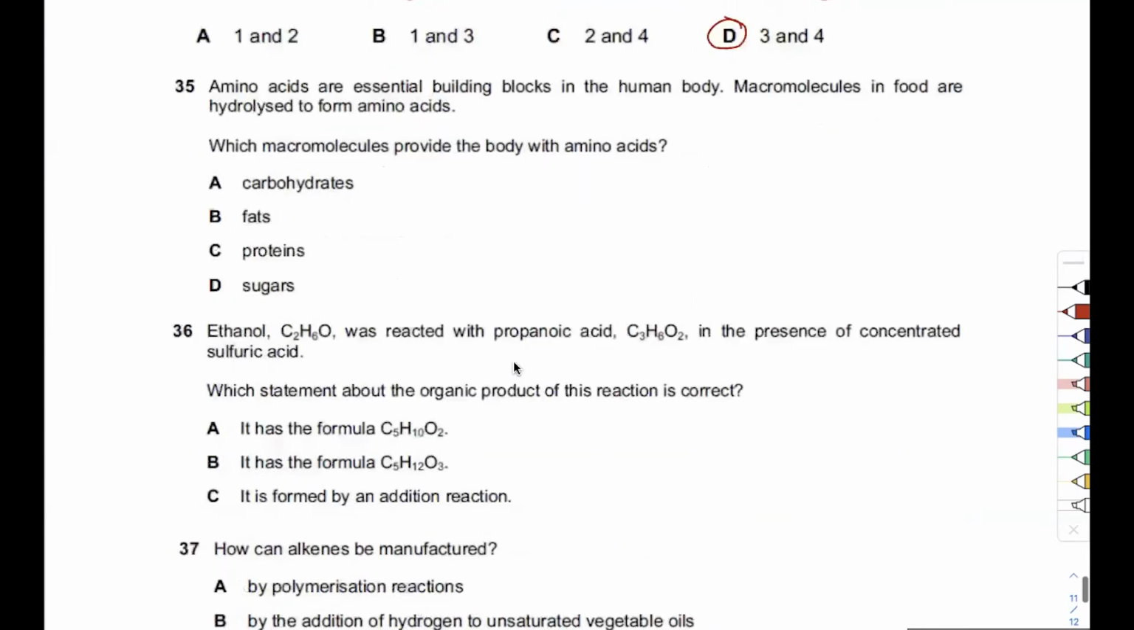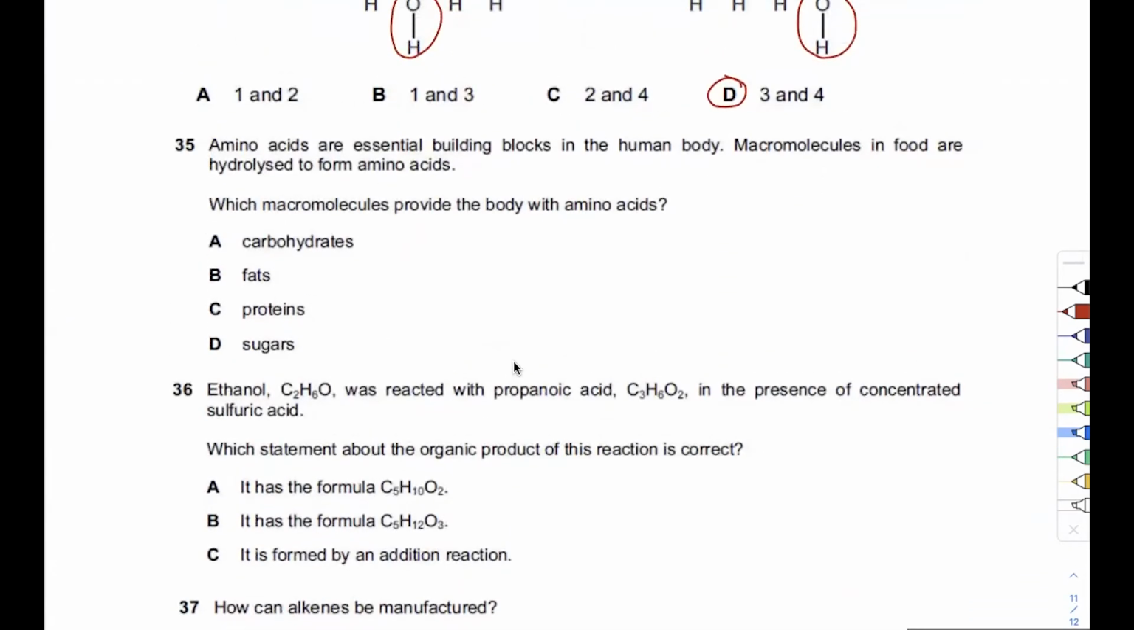Great. All right, question 35. Amino acids are essential building blocks in the human body. Macromolecules in food are hydrolyzed to form amino acids. Which macromolecule provides the body with amino acids? So amino acids are the building blocks of proteins. So yep, this is a pretty straightforward knowledge and understanding AO1, assessment objective 1, question. So this is option C.